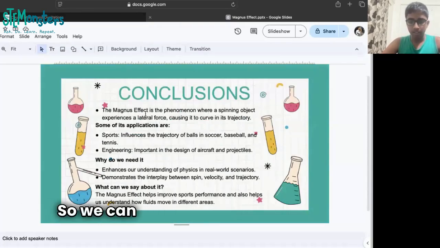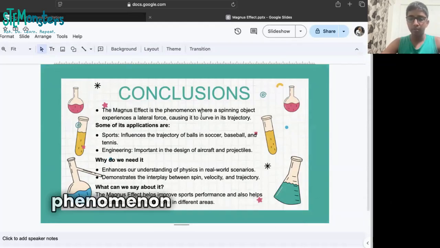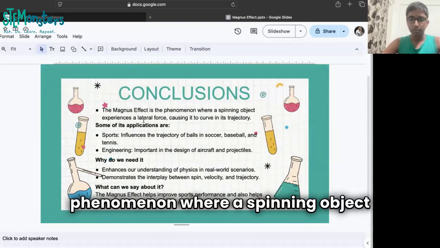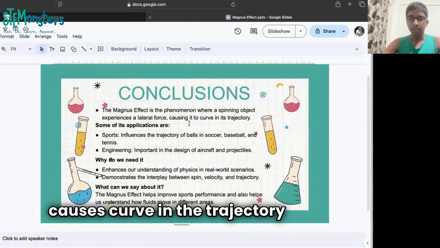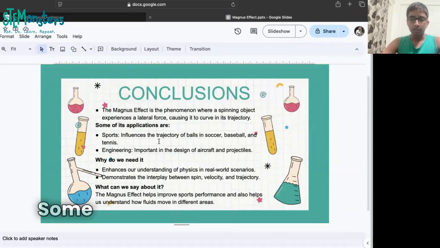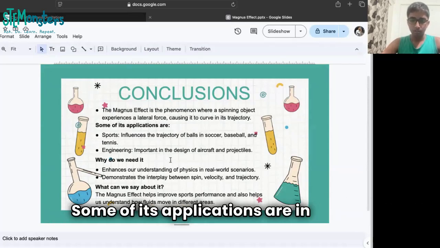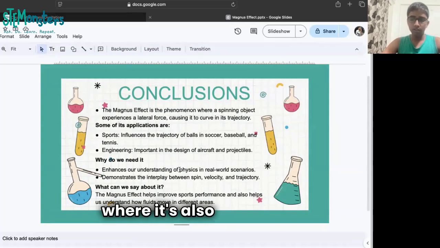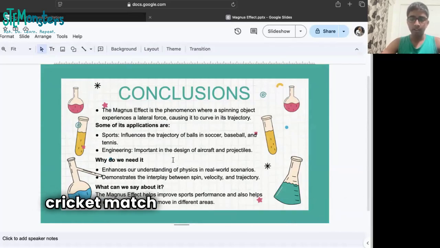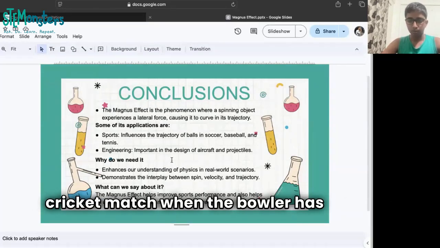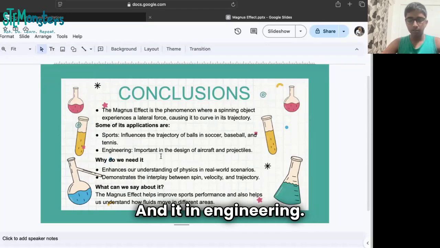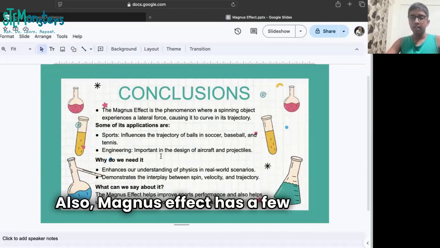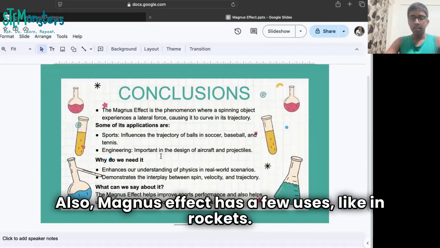Conclusions. So we can say that the Magnus effect is a phenomenon where a spinning object experiences a lateral force, which causes a curve in the trajectory of the object. Some of its applications are in sports, where it's also used in cricket. That's the reason why a ball swings in a cricket match when the bowler has a proper grip. And in engineering also, the Magnus effect has a few uses, like in rockets.